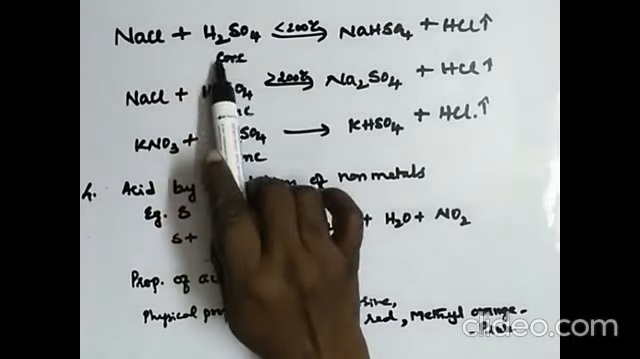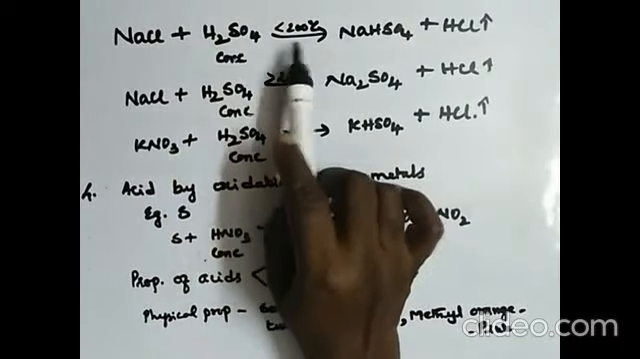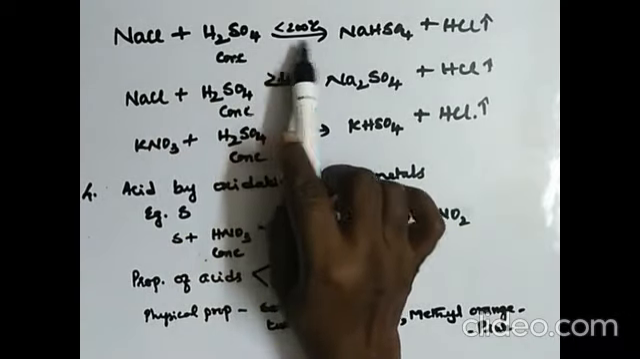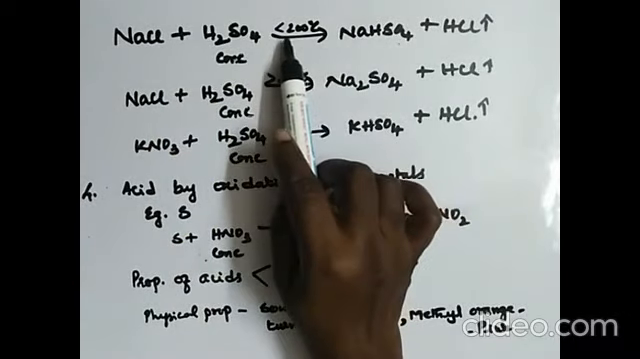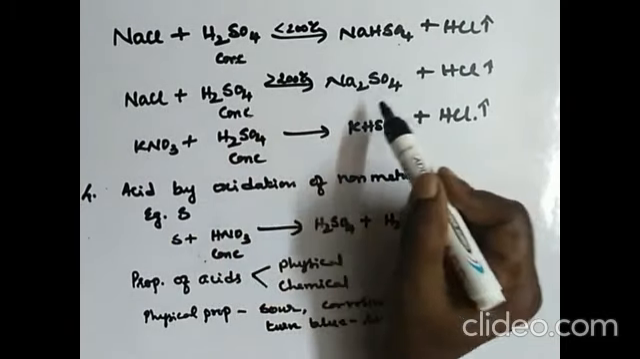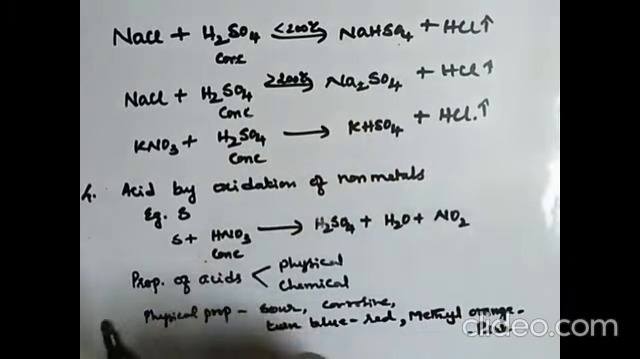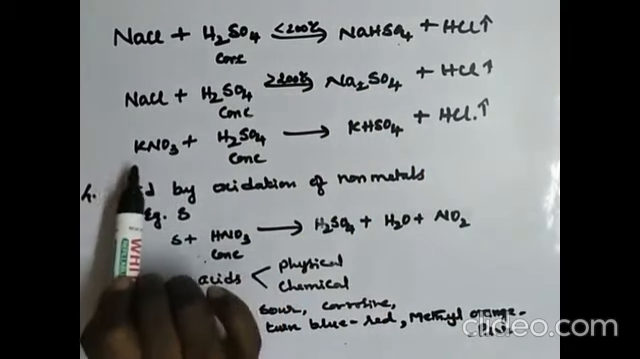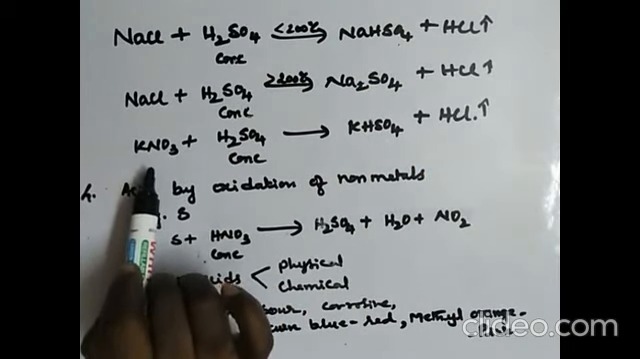So concentrated sulfuric acid combines with sodium chloride to form sodium bisulfate. The temperature is below 200 degrees Celsius. If the temperature is above 200 degrees Celsius, it forms sodium sulfate. Then the next salt taken as an example is potassium nitrate.